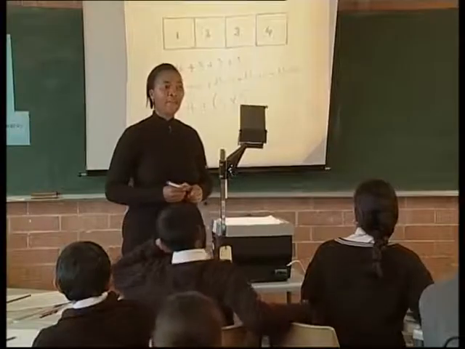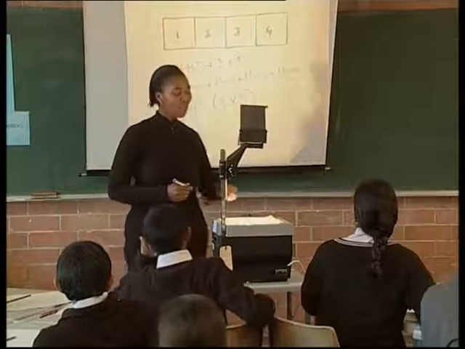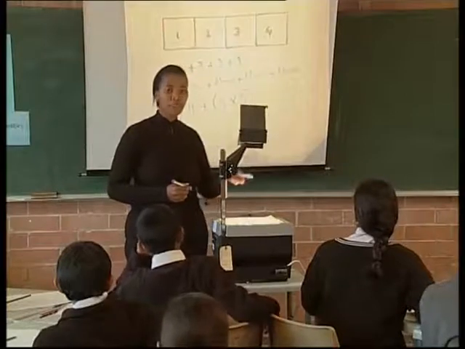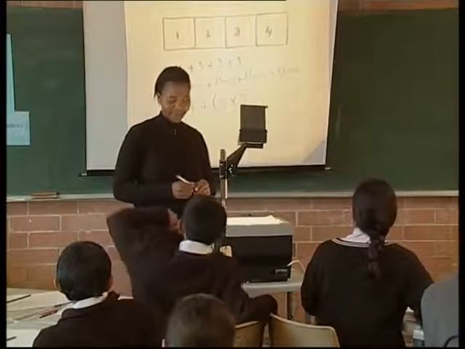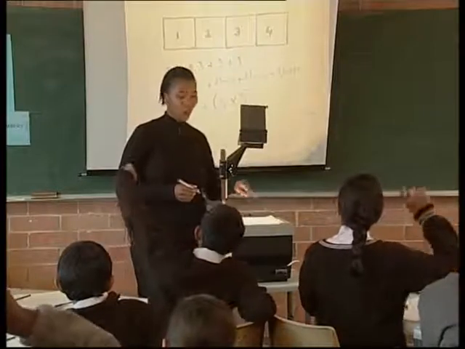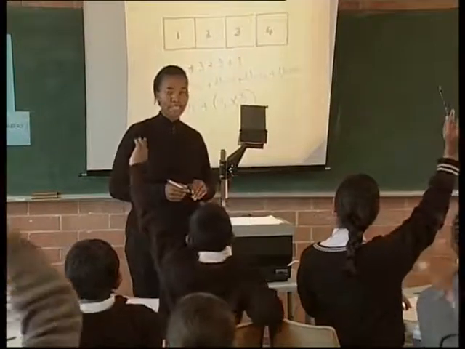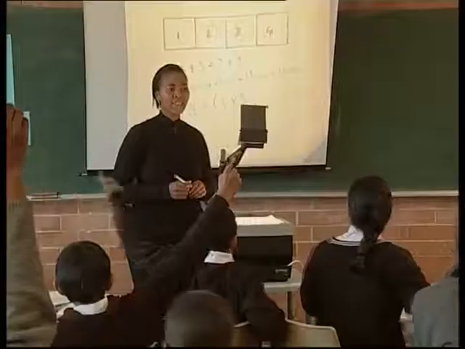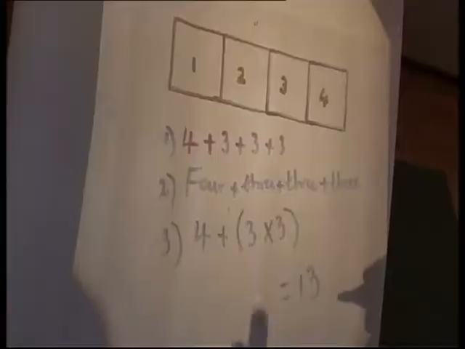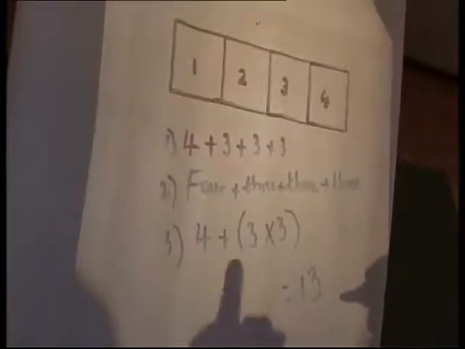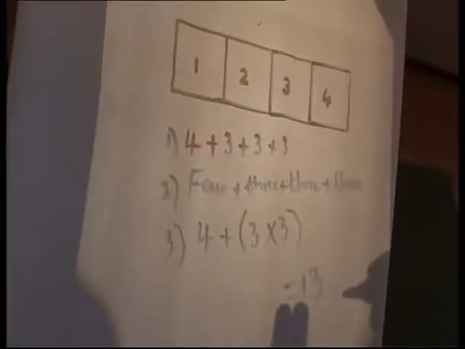Now, if I may ask the last question, how many lines are there all together in the whole pattern? Bianca? 13. 13, that's very good. How did you get the answer, Bianca? I said 3 times 3 is 9 plus 4 is 13. That's very good. 3 times 3 is 9. When you add the 4, then you get 13.